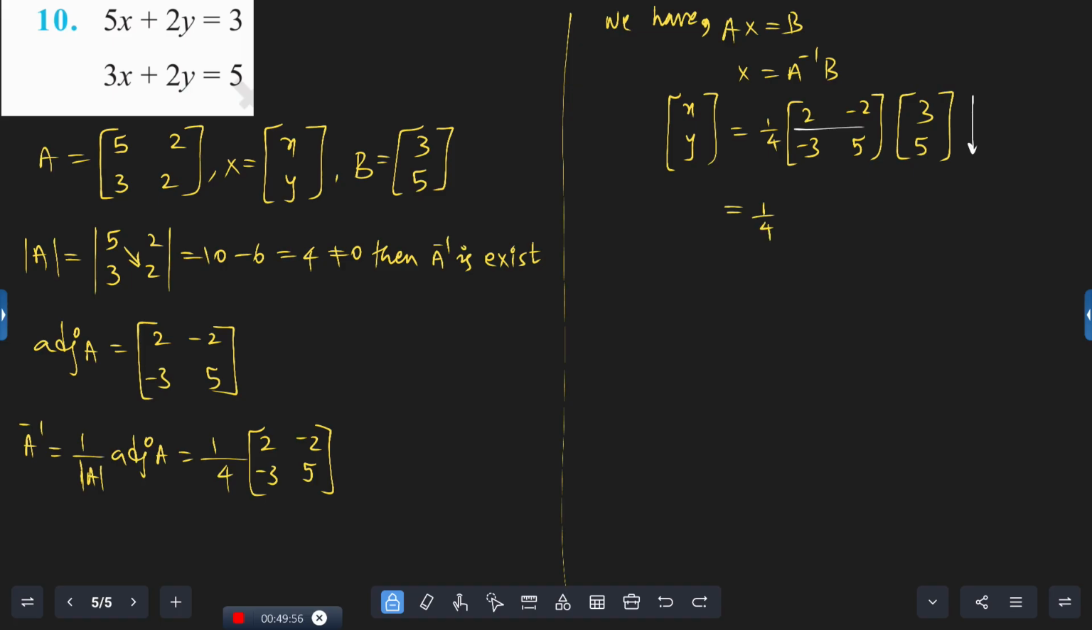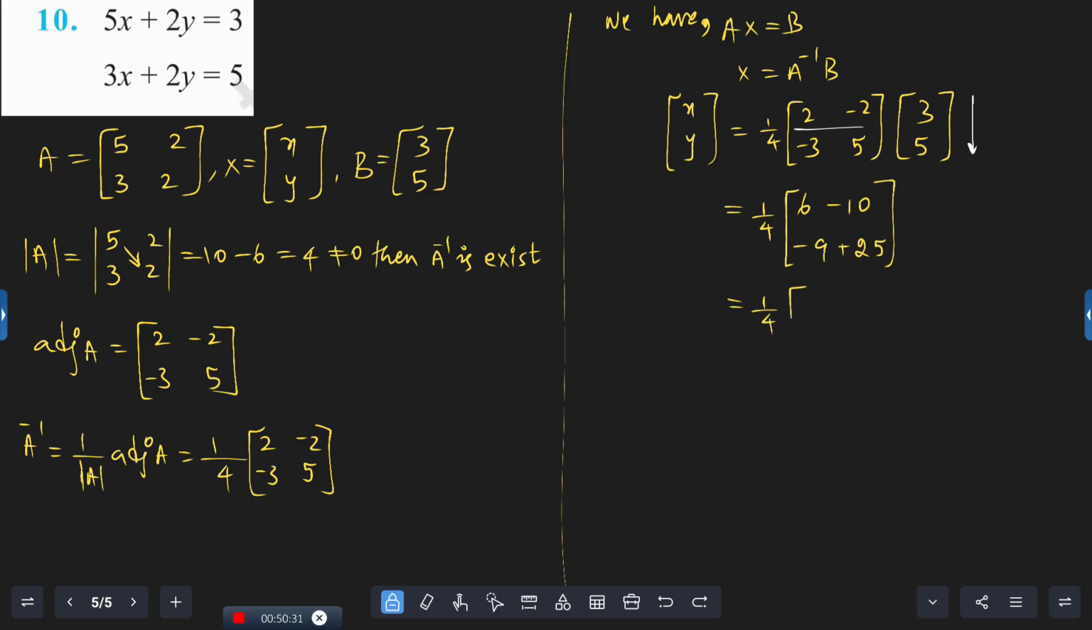So 1 by 4 let it be. First element to first element, 2 3s are 6. Second element to second element, minus 2 into 5, minus 10. In the same manner take the second row and multiply with the same column: minus 3 into 3, minus 9, and 5 5s are 25. So row with the column, don't forget that idea.